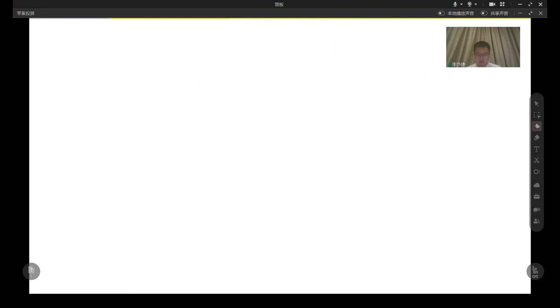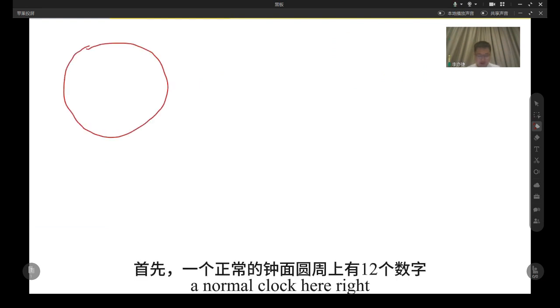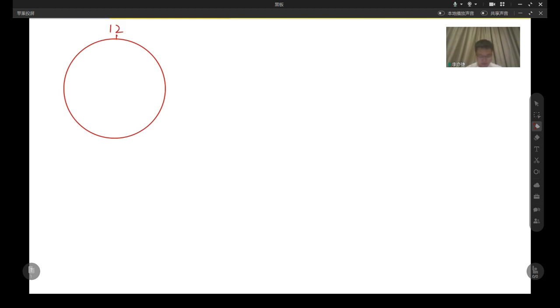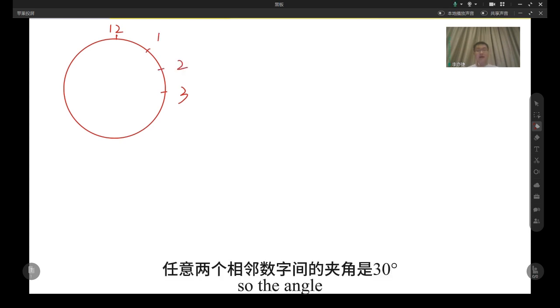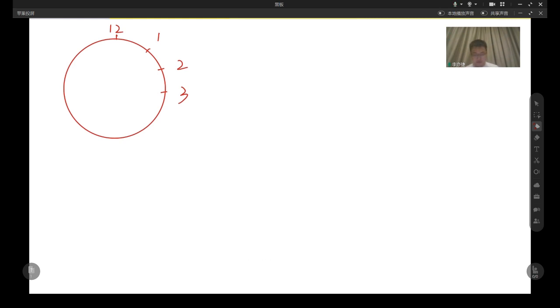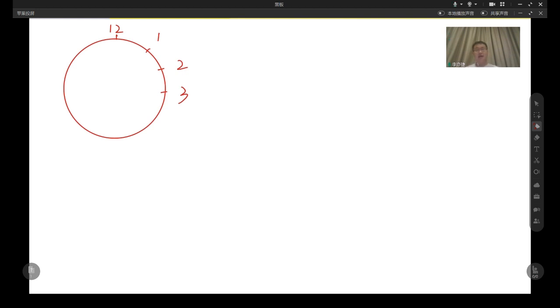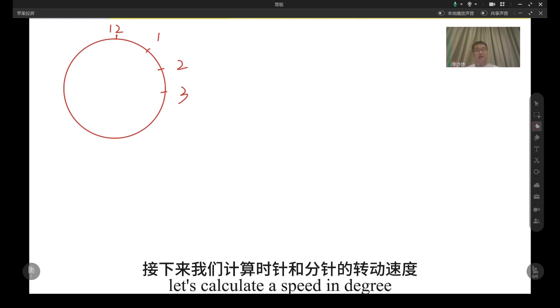First of all, a normal clock here, right? It's a circle, and there are 12 numbers on it. So just write a few of them. So the angle between each adjacent numbers is 30 degrees, so that we should know. Then, when we find the minute hand and hour hand, let's calculate its speed in degrees.